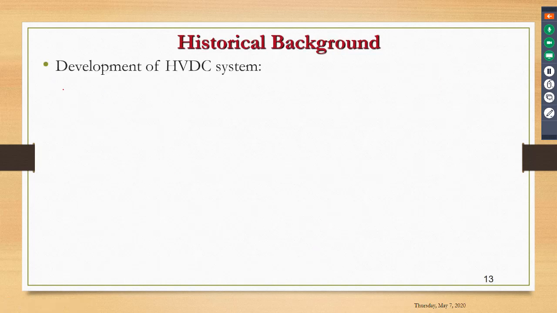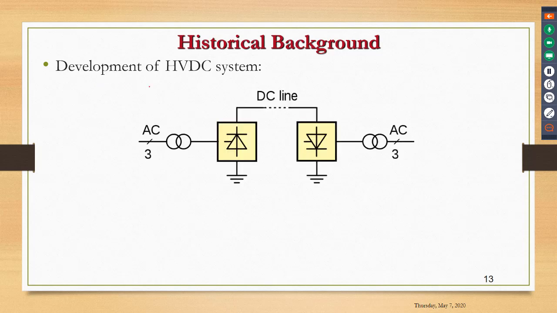Then gradually the development of the HVDC system came into the picture. Why did the HVDC system, the high voltage DC system, come? If we see the structure of a high voltage DC system, at both sides of the high voltage system is AC and it is a long transmission line. In fact, it is a DC line and it is connected through converters, high voltage converters at both the ends, and the end systems are AC. At both ends we have the AC systems. Only the high voltage transmission line is operating at DC.